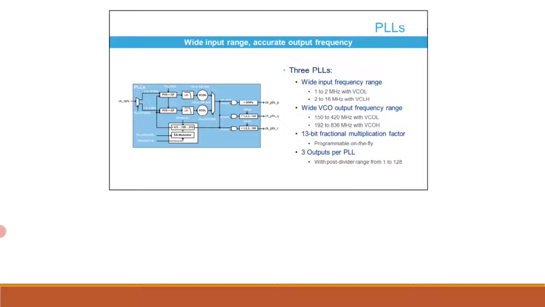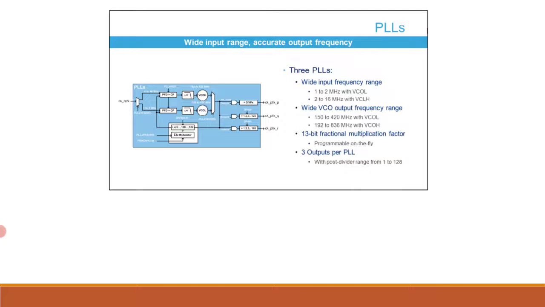If the input frequency is between 1 and 2 MHz, then the user has to select the VCOL path. If the input frequency is between 2 and 16 MHz, then the user has to select the VCOH path. The two VCOs also have different frequency ranges: from 150 to 420 MHz for VCOL and 192 to 836 MHz for VCOH.